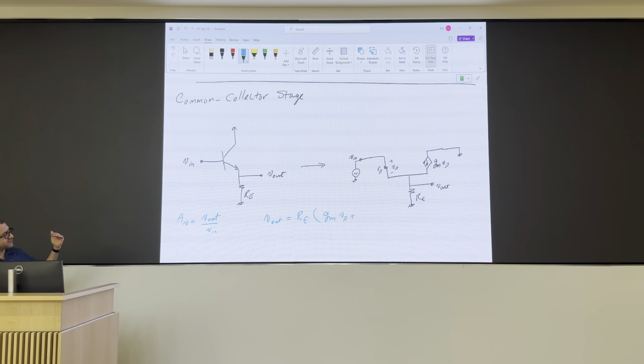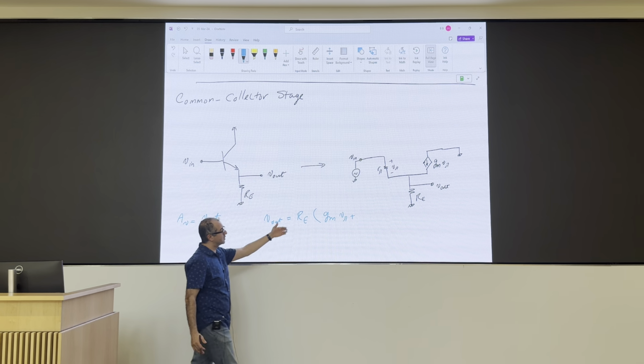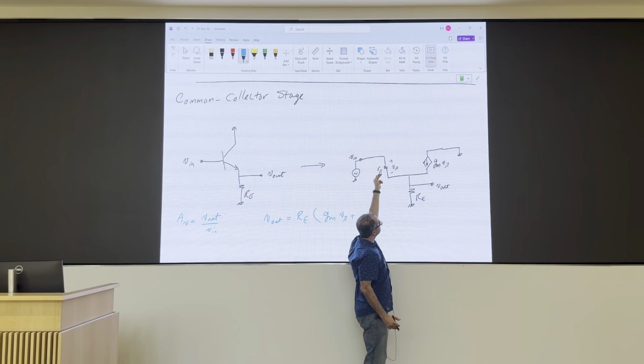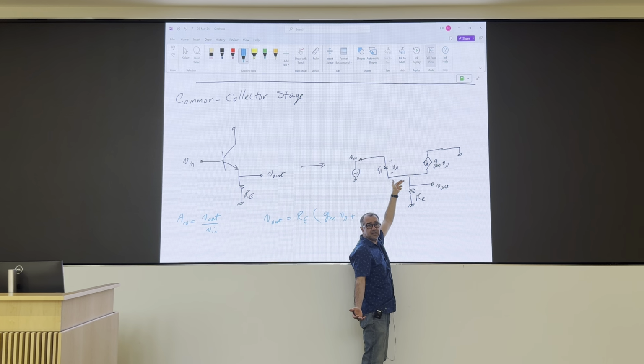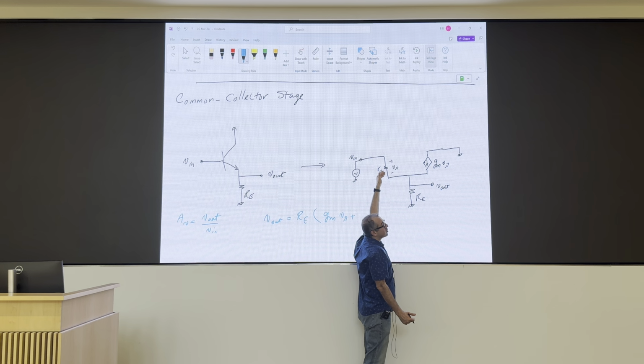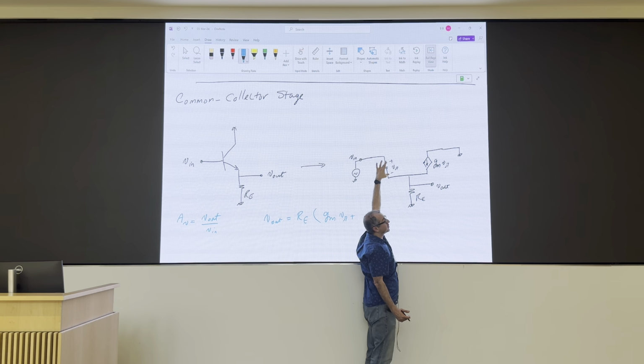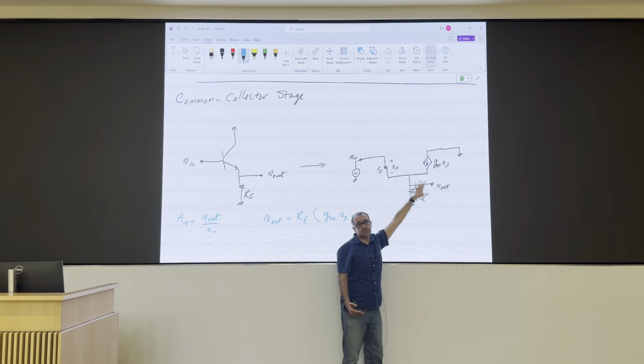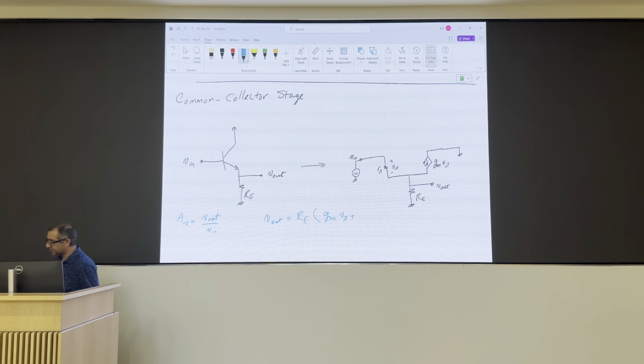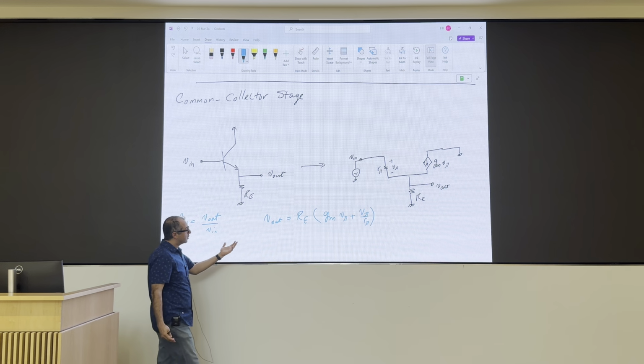What's the current from the left side? The right side is easy, gm V pi. What's the current from the left side? V pi over R pi, right? I write it this way because I'm not going to introduce a new variable I1 and then figure out later that I1 is equal to V pi over R pi. I know the voltage drop across this resistor, and I know the resistor. The current is V pi over R pi. Good. So I don't know V out and I don't know V pi.